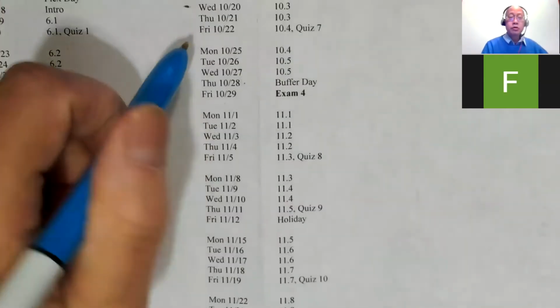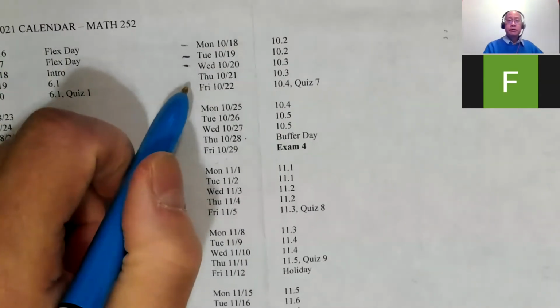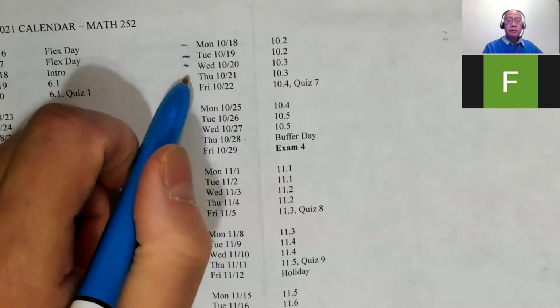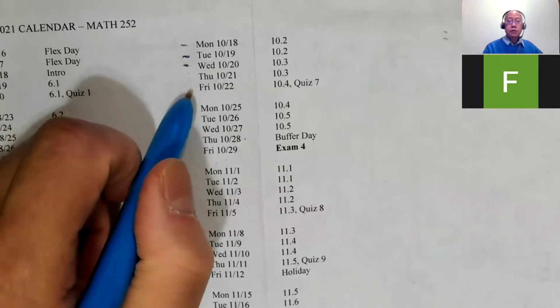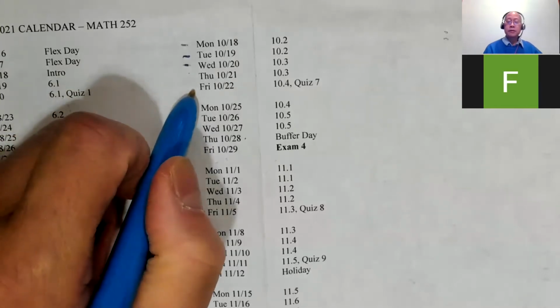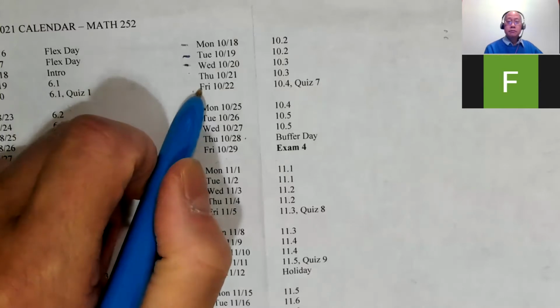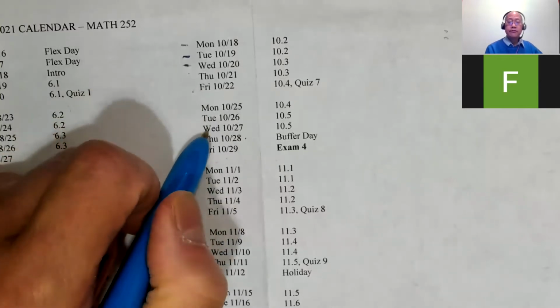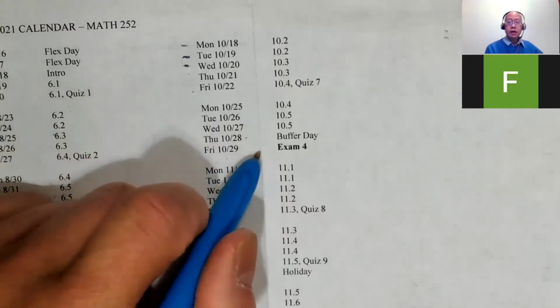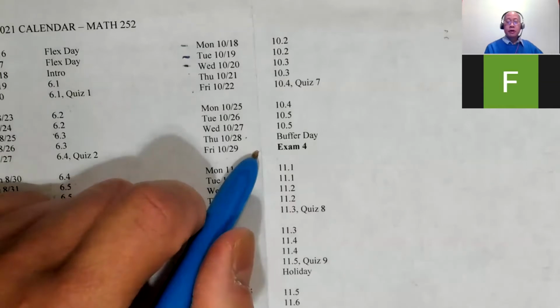Okay, so I'm going to do some more of the polar graphs to 10.3. We're just about right on schedule. So tomorrow, start 10.4, maybe sneak a little bit in today, but I don't have to. 2 days for 10.4, 2 days for 10.5, one buffer day, and exam next Friday.